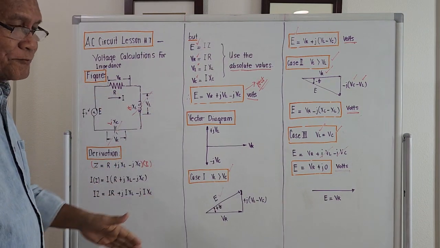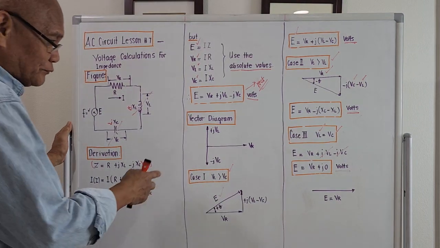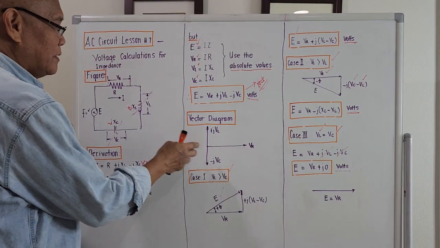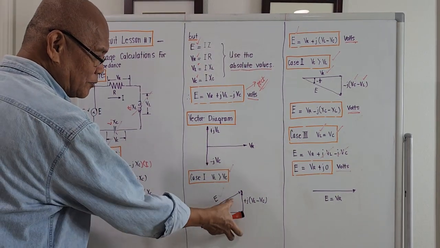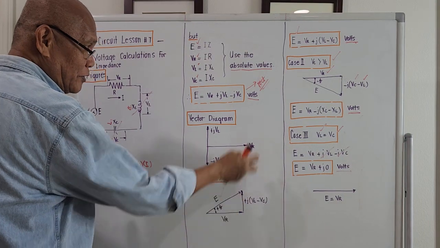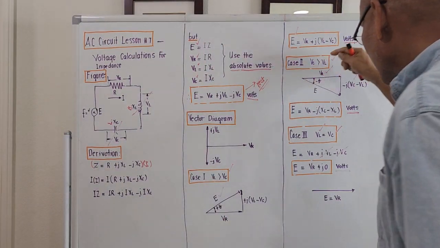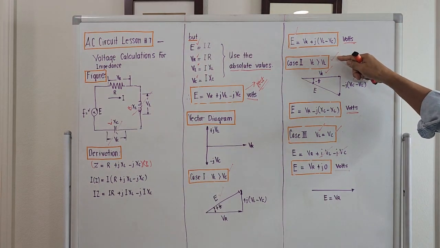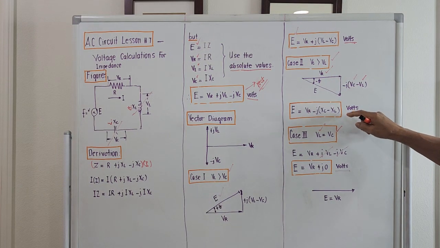I will repeat it for the last time before we go for this morning. Case number 1: when V sub L is greater than V sub C, this should be the vector diagram, this should be the voltage. For case number 2: when V sub C is greater than V sub L, this should be the vector diagram of the voltages, and this is the equation.